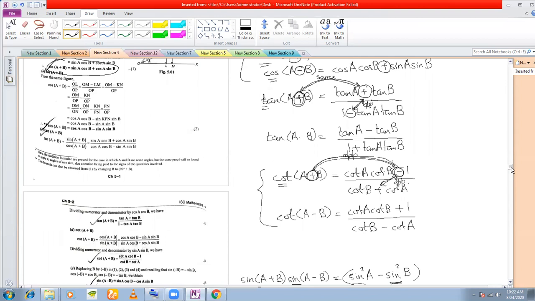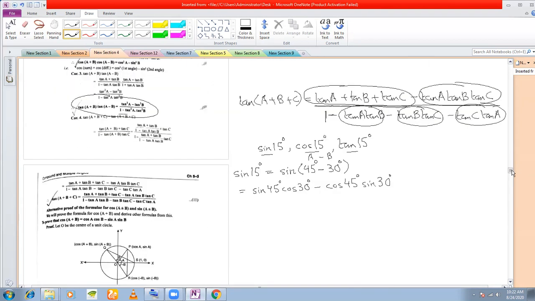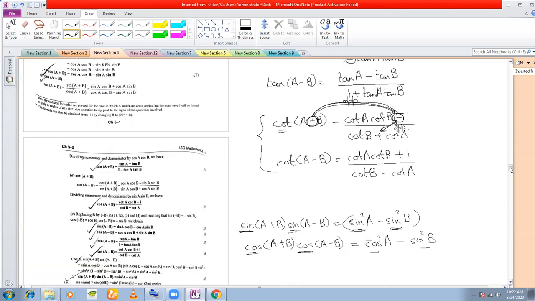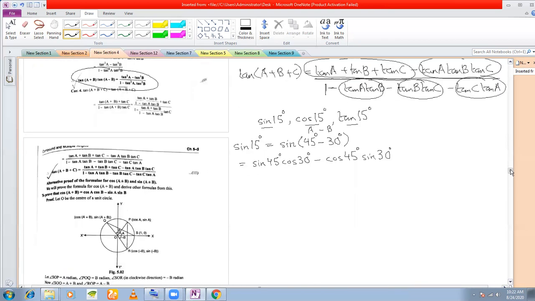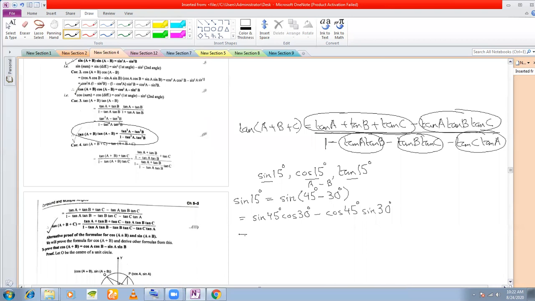Sine 15 degree is sine of 45 minus 30 degree, and then we use the formula sine A cos B minus cos A sin B. Now sine 45 you know as 1 by root 2, cos 30 is root 3 by 2, minus cos 45, which is again 1 by root 2, and sine 30 is half.